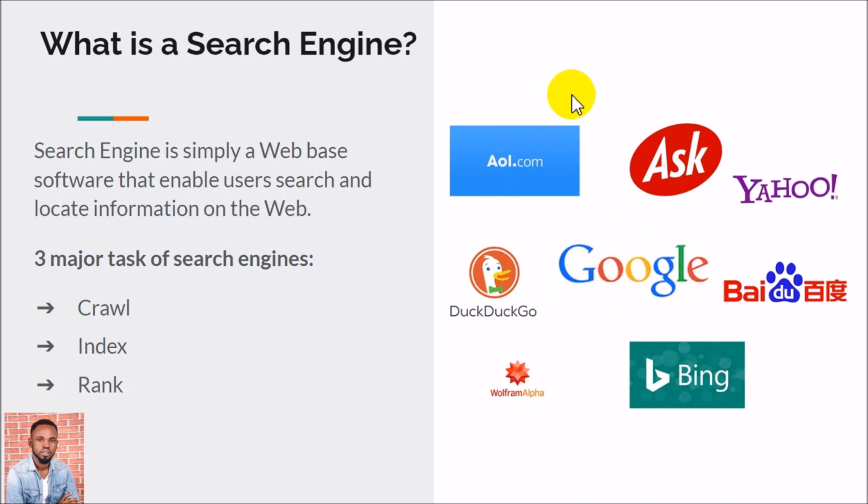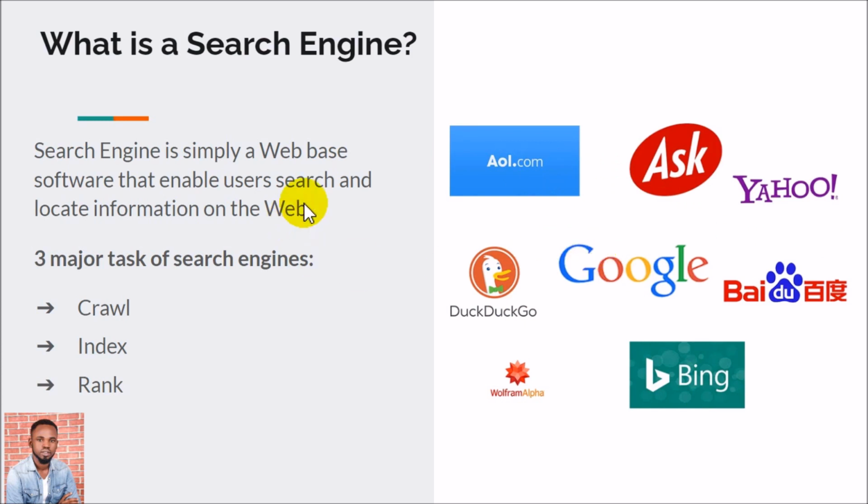But there are different other types of search engine. They do the same thing, the same process, the same method of operation. They crawl, they index, and they rank websites. Okay, so you have other types of search engine. You have Ask, Yahoo, Bing. Google is the top there.